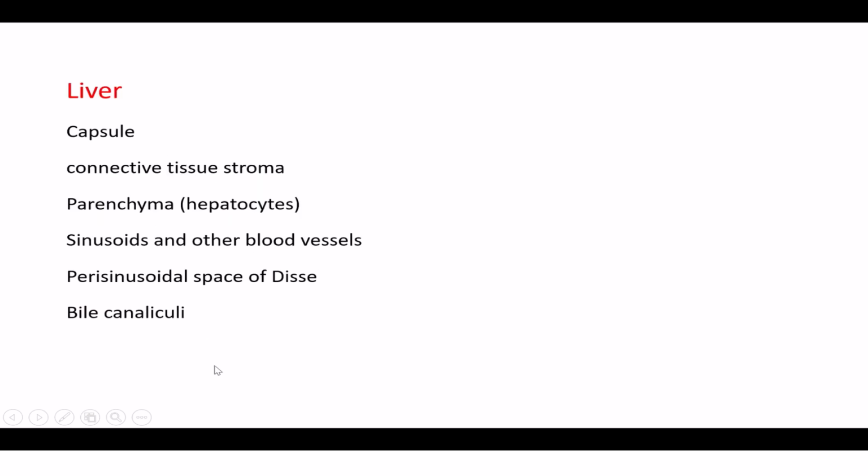The liver has the following structures: capsule, connective tissue stroma, parenchyma, which is mainly formed by the hepatocytes, sinusoids, and other blood vessels. There is the perisinusoidal space of Disse and the periportal space of Mall, and bile canaliculi.